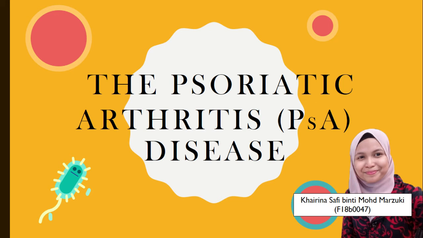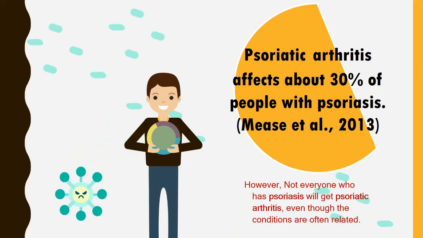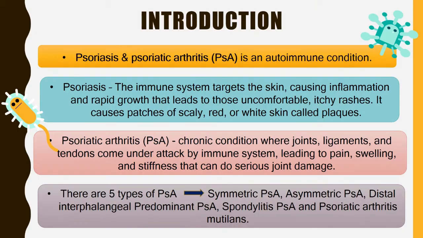Next, the autoimmune disease of psoriatic arthritis. Do you know psoriatic arthritis affects about 30% of people with psoriasis? However, not everyone who has psoriasis will get psoriatic arthritis, even though the conditions are often related. For the introduction, psoriasis and psoriatic arthritis are autoimmune conditions.